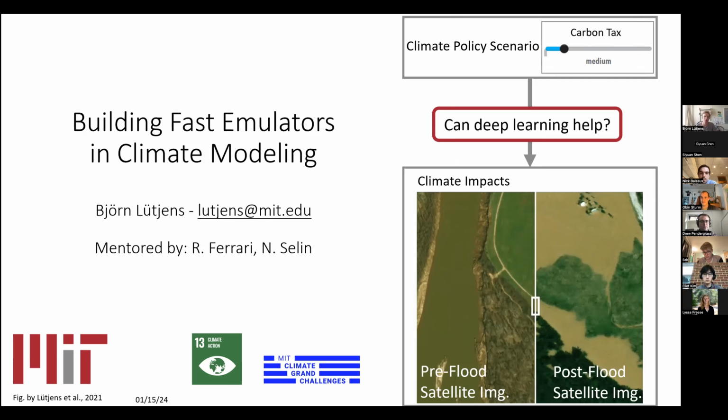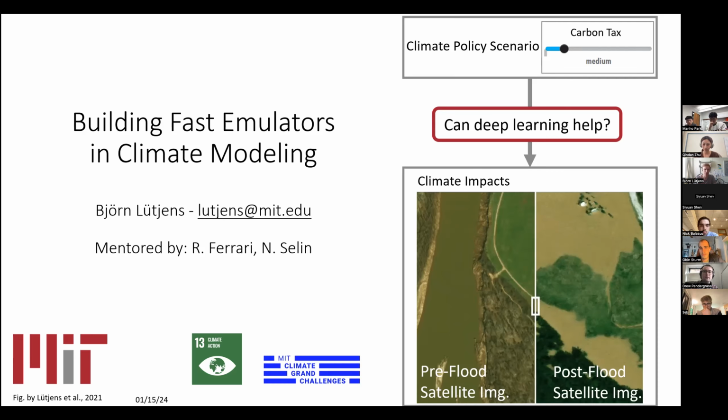So this presentation is about how to build fast emulators in climate models. The big framework is the question whether we can find a very fast mapping from climate policy scenarios, such as what if we increase the carbon tax by a little, all the way through the pipeline of models to local climate impacts. Here, for example, you can see a visualization of a flooded scene. This project is part of one of the MIT Climate Grand Challenges, which is called Bringing Computation to the Climate Challenge. And I'm advised by Noelle Selin and Raffaele Ferrari.